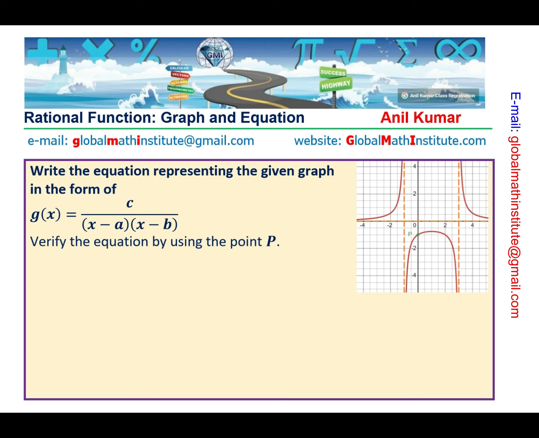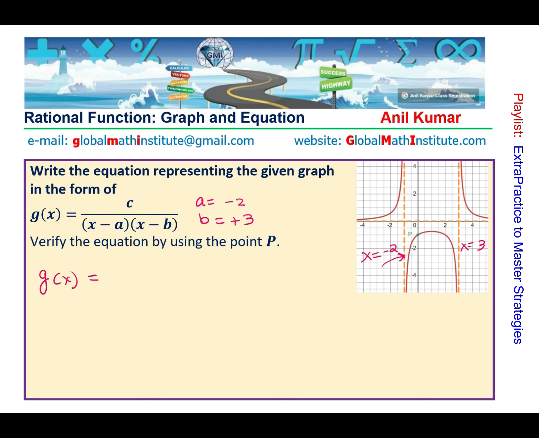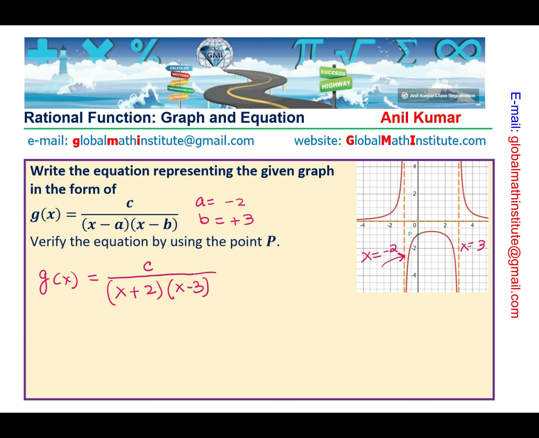So, let's look into our first graph where we identify the vertical asymptotes. So first one is x equals what? It is minus 2. The other one is x equals 3. So we got two vertical asymptotes. So we have a equals minus 2 and b equals plus 3, right? So if I replace a and b, I get the function g of x equals c over x minus, or minus minus 2 makes it plus, right? So this factor will be x plus 2. And here we have x minus 3. Makes sense. No difficulty at all, right?